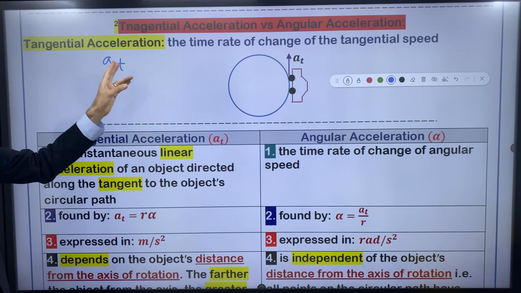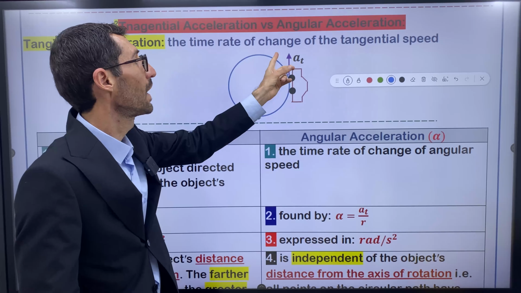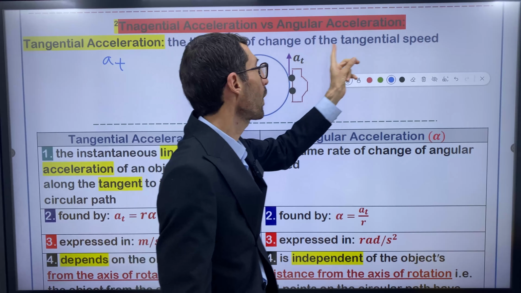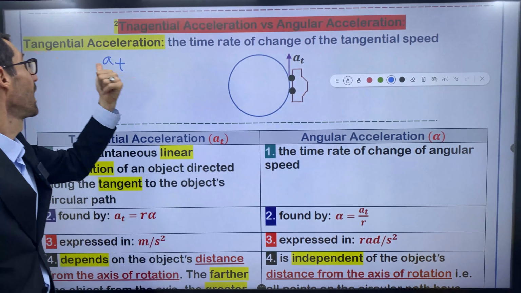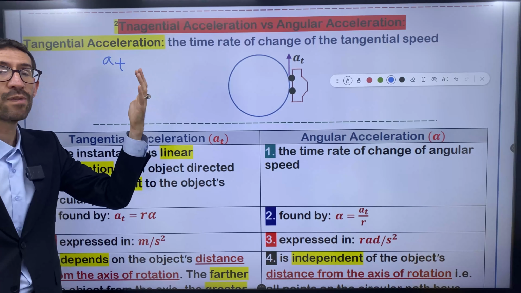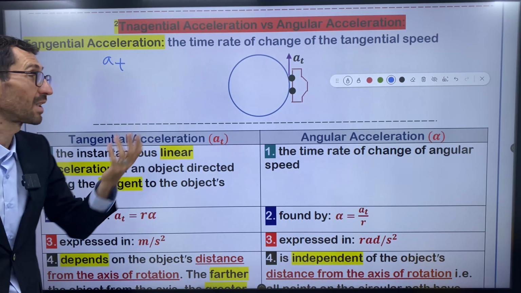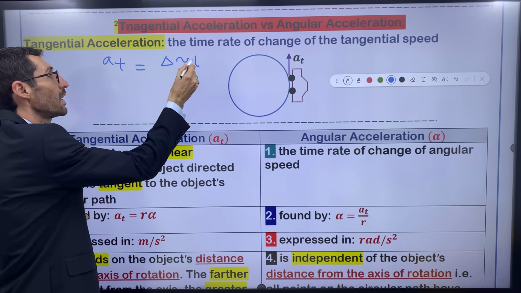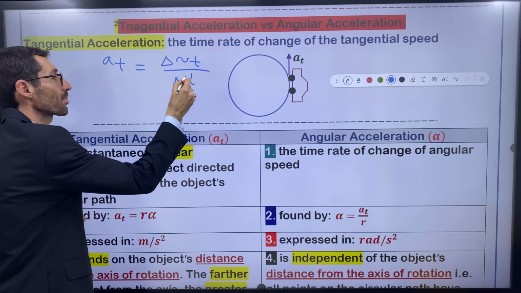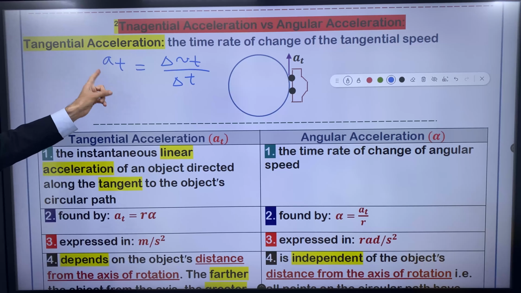So tangential acceleration is the time rate of change of the tangential speed. So we define tangential acceleration by means of tangential speed. It means AT is equal to delta VT divided by delta T. Mathematically, I can write AT equals delta VT divided by delta T.